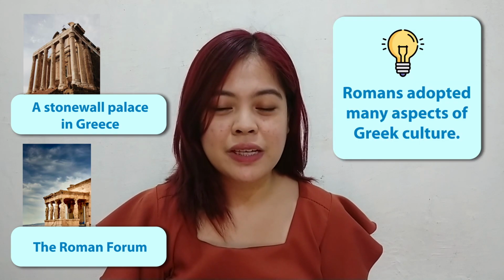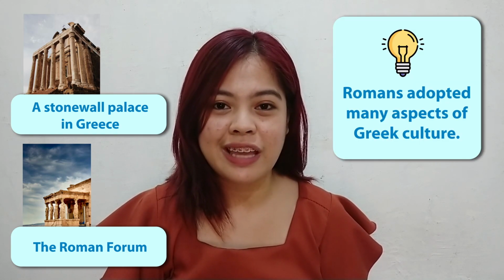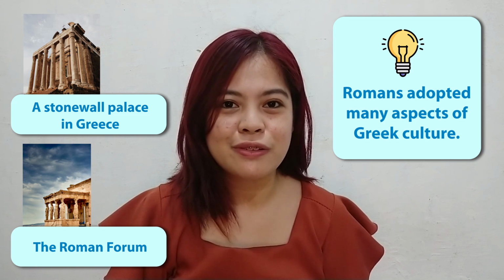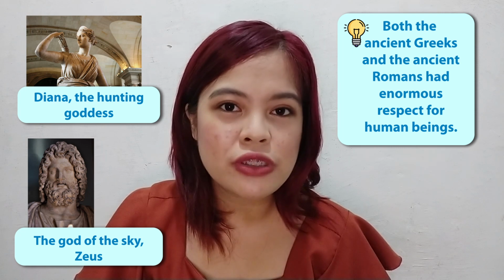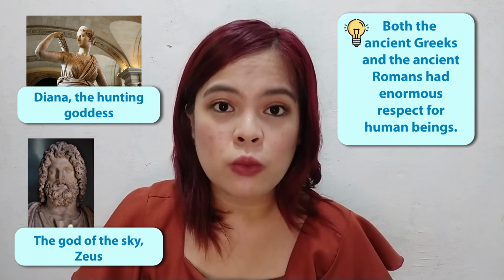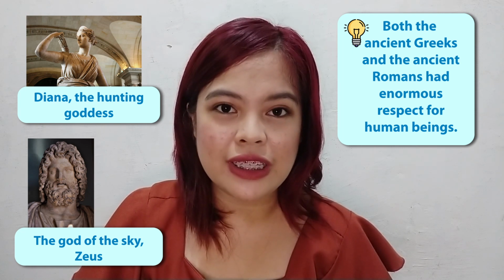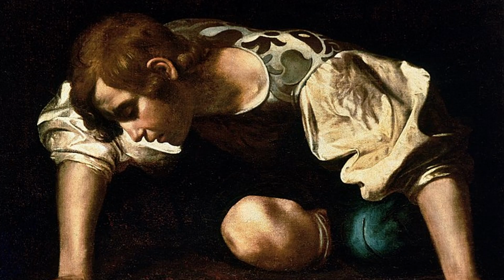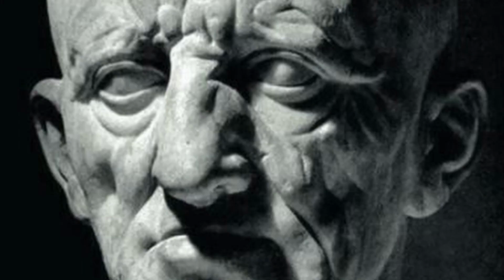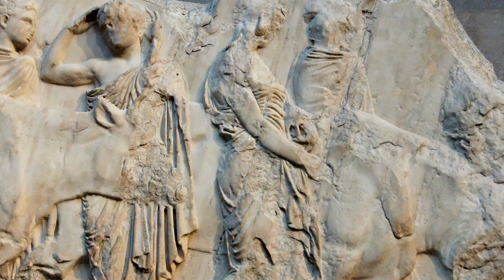Romans adapted many aspects of Greek culture when they conquered the areas of Europe under Greek control. Both ancient Greeks and ancient Romans had an enormous respect for human beings and what they can accomplish with their bodies and minds. That is why they are called humanists. These are evident with their artworks such as paintings, sculptures, and architecture. But what are the unique characteristics of these masterpieces from Greek and Roman arts?